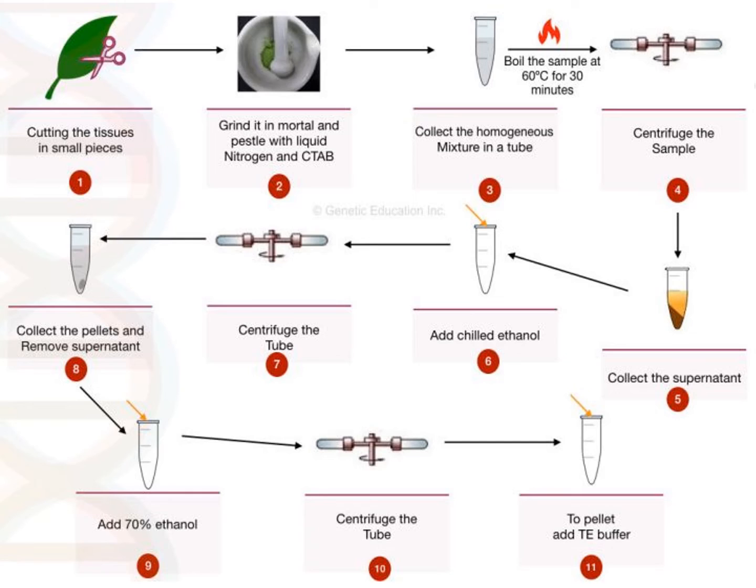And after the supernatant is collected, we have to add chilled ethanol. After adding ethanol, we have to centrifuge the tube. After centrifugation, we have to remove the supernatant and collect the pellet. And now add 70% ethanol to the pellet and centrifuge again. After centrifugation, we have to remove the supernatant and add TE buffer to the pellet.